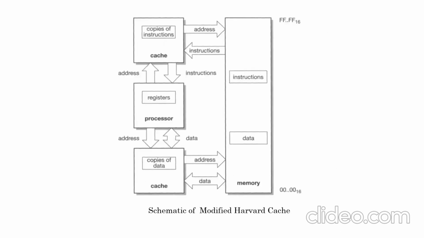Modified Harvard cache means there will be only one memory. That memory will hold the data and instructions, but there will be two separate caches. One cache holds the copies of the instructions, and one cache holds the copies of the data. This organization is called the modified Harvard cache. So these are the various ARM architectural features that are required to understand the upcoming topics.